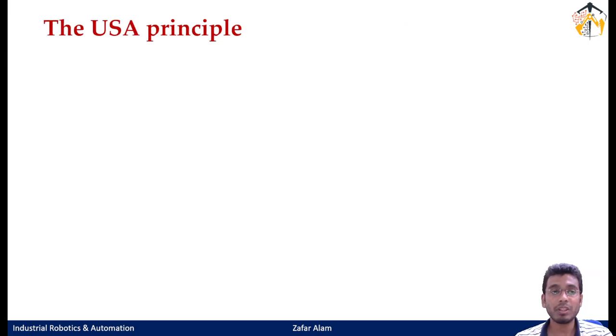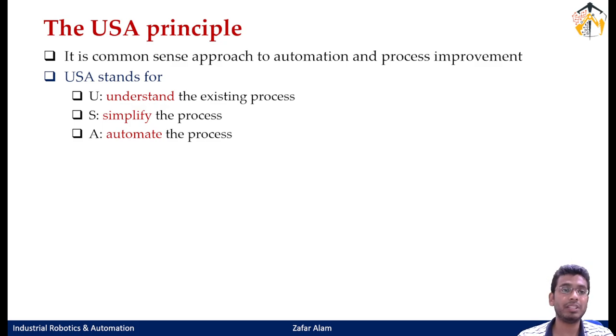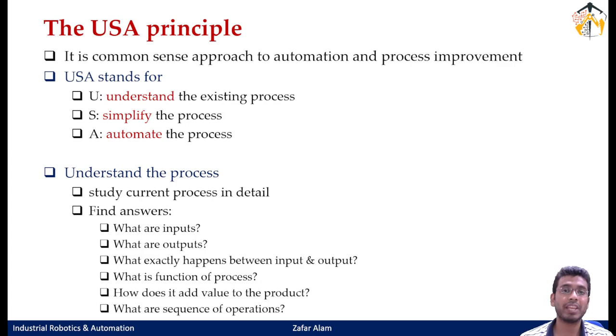Fine. So we'll first go with the USA principle. It is a common sense approach to automation and process improvement, where the letter U stands for understanding the existing process, the letter S for simplifying the process, and the letter A for automating. Once you do the understanding and the simplification, then you automate the process. Okay, so in understanding the process, what are the answers that you have to look for?